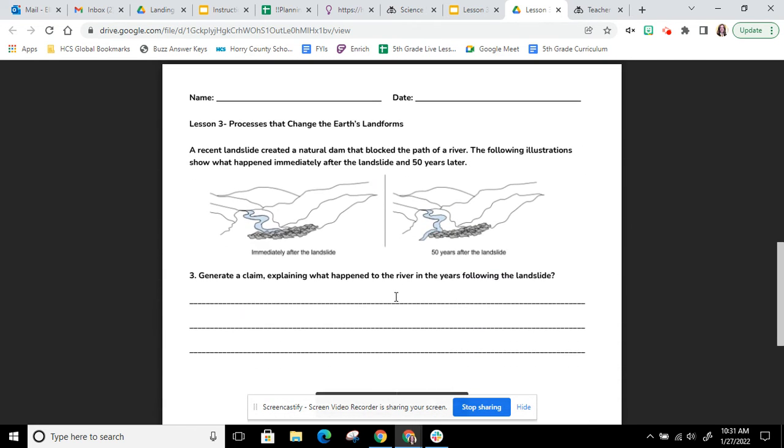Question 3, a recent landslide created a natural dam that blocked the path of a river. The following illustrations show what happened immediately after the landslide and 50 years later. So here you can see the landslide that occurred, and you can see what happened immediately after this landslide right here. And then 50 years later, you'll see what occurred. Looks like the water of this river moved.